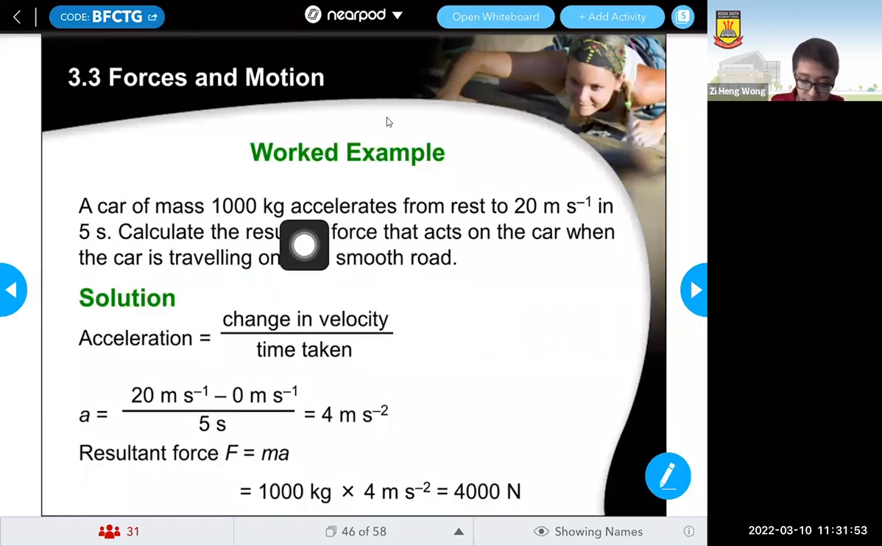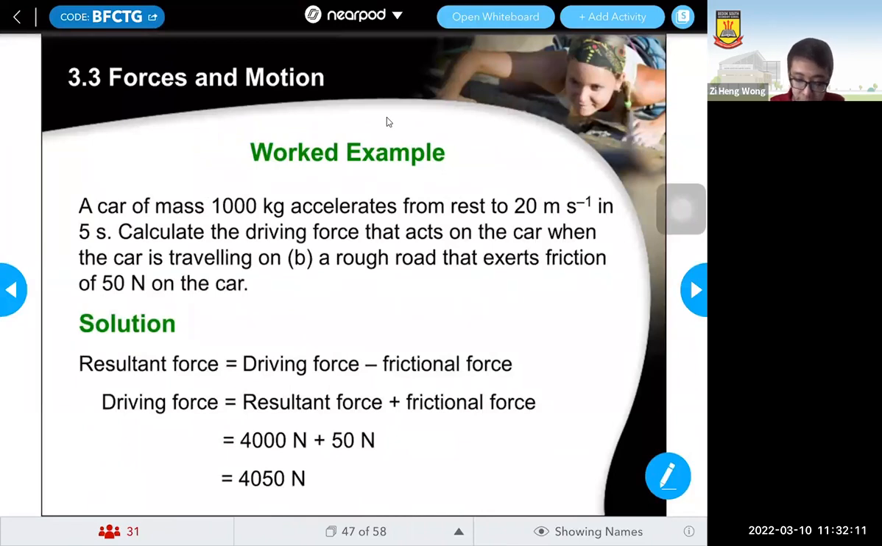Now if you want to find the resultant force, F equals ma, you know that m is 1,000, a is 4. So the resultant force is 4,000 newtons. Part B, now still the same story, but it's now driving on a rough road, and the rough road exerts a friction of 50 newtons on the car. What is the driving force? But just now we already said the resultant force is 4,000. So resultant force is driving force minus frictional force.